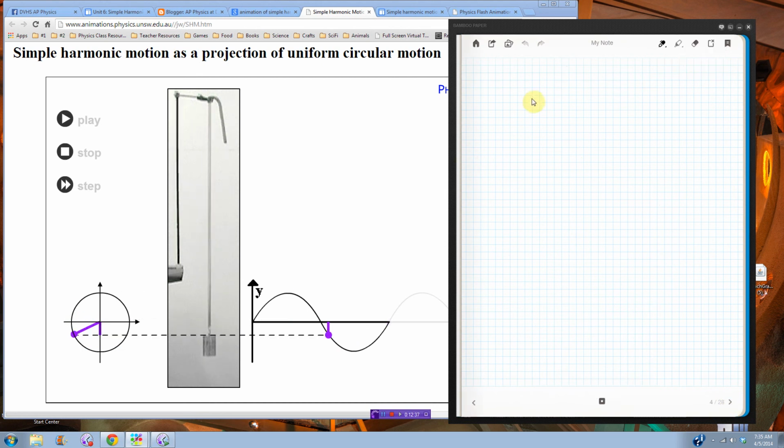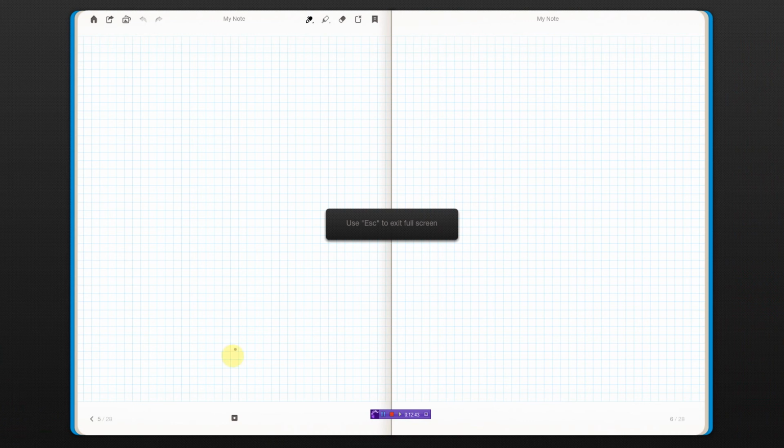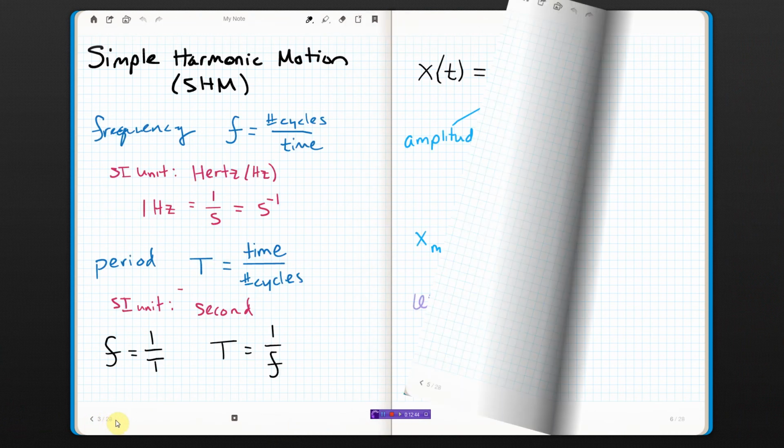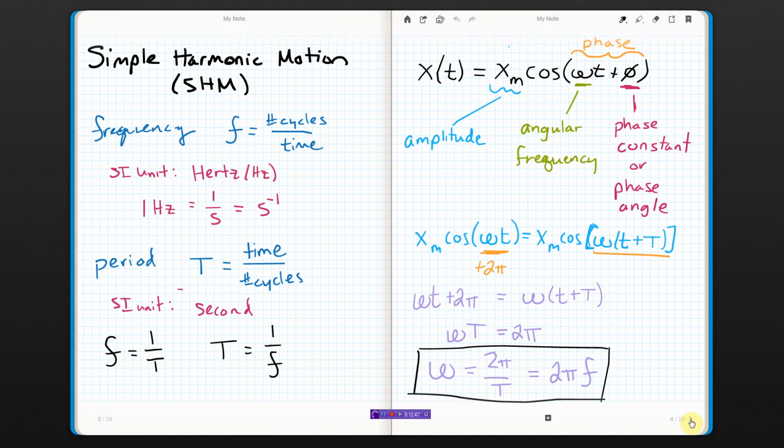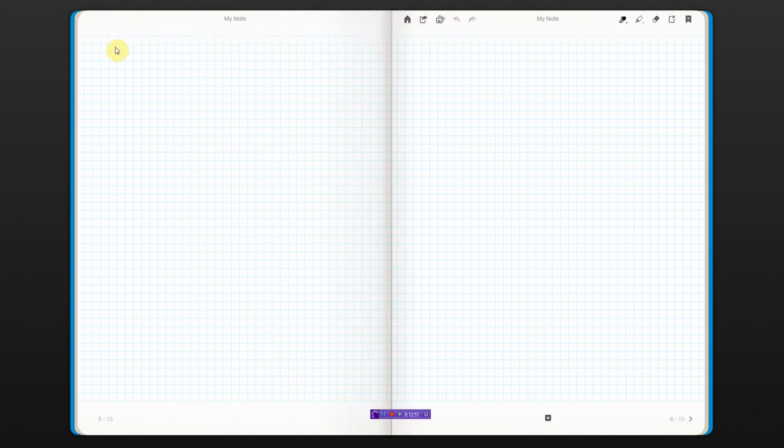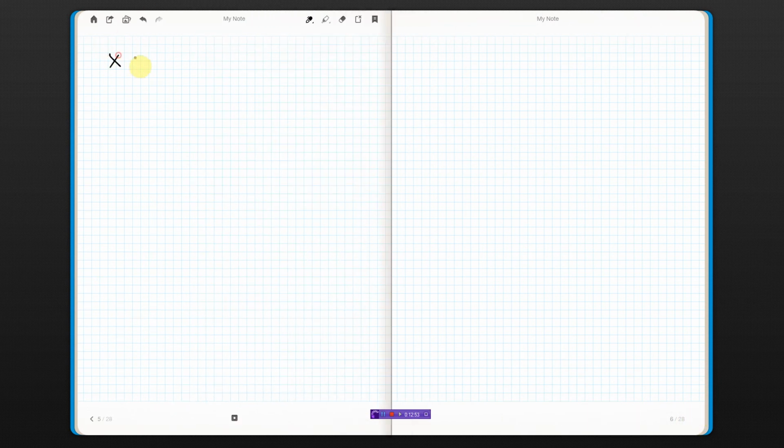I'm going to rewrite this. So in general, position with respect to time is your maximum displacement times the cosine of angular frequency times time plus the phase angle.